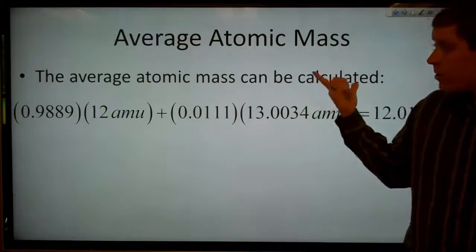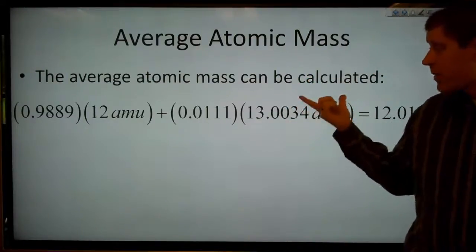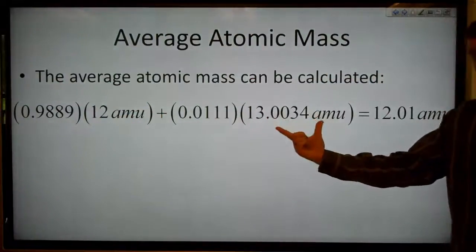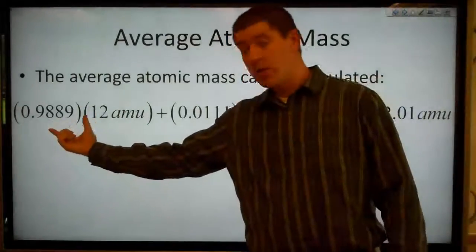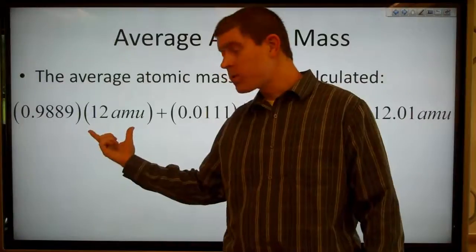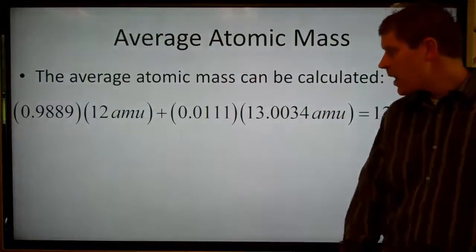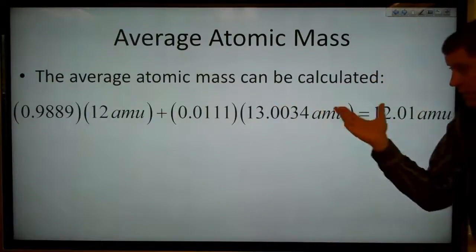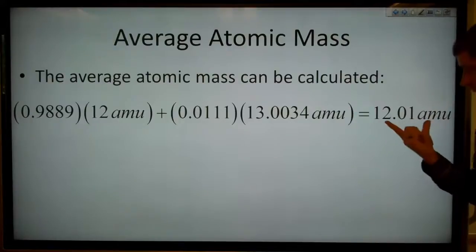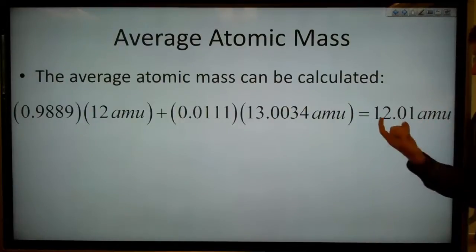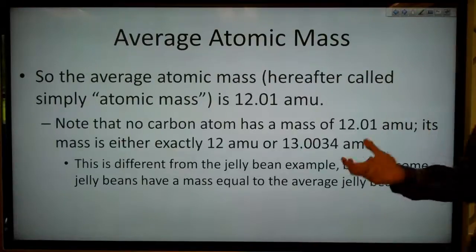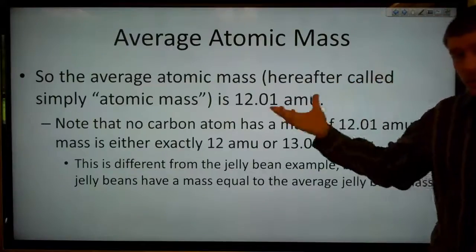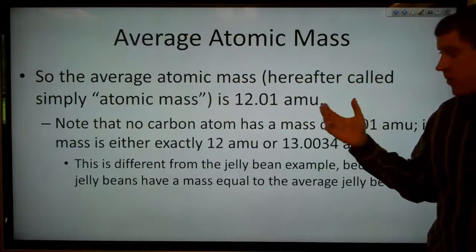And so now we can find our average atomic mass. We've weighted our 12 AMU and our 13.0034 AMU by their relative abundances. The relative abundance in fractional form of carbon-12 is 0.9889, and the relative abundance of carbon-13 is 0.0111. When we solve this, we get 12.01 AMU. So that 12.01 is now our weighted average, our average atomic mass, and hereafter it's just going to be called atomic mass. For the most part, it will just be labeled atomic mass.